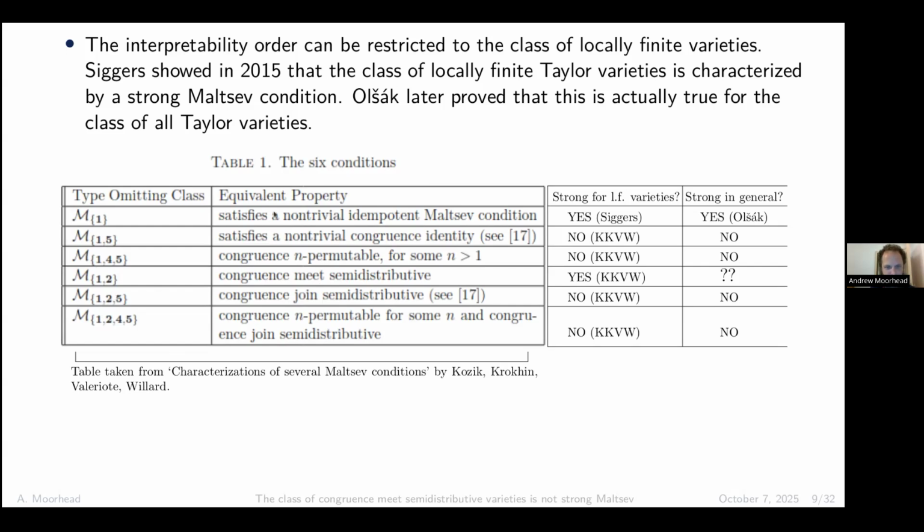Here we have conditions that don't have anything to do with local finiteness. And they were able to give, so here's yes and yes from Siggers and Olšák. This is Taylor here on the first row. And they were able to answer no to all of the others. And this is in the case of locally finite. And of course, that lifts to the general case. If you're not definable with a strong Maltsev condition when you restrict to locally finite, then you certainly won't be definable with a strong Maltsev condition in general. On the other hand, they did find that congruence meet semidistributive varieties are definable with a strong Maltsev condition. So it remained open whether or not, in general, congruence meet semidistributive varieties are definable with a strong Maltsev condition.